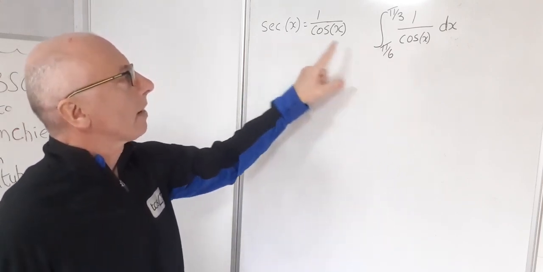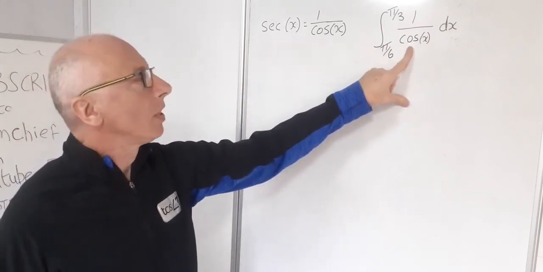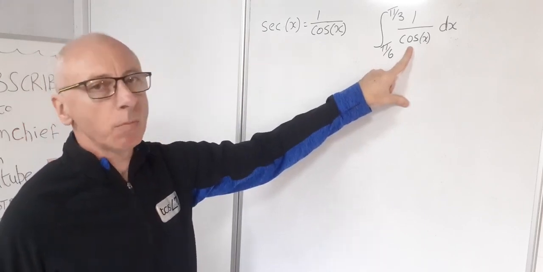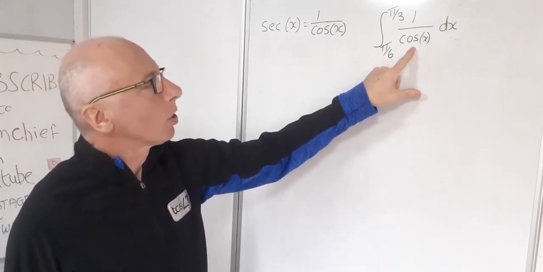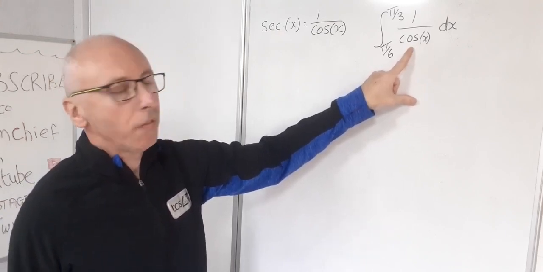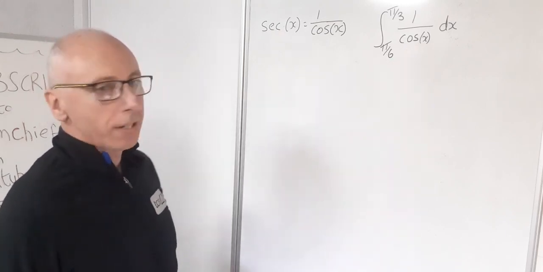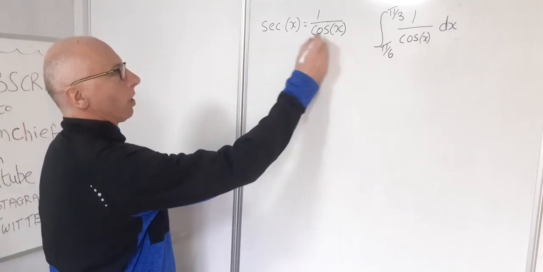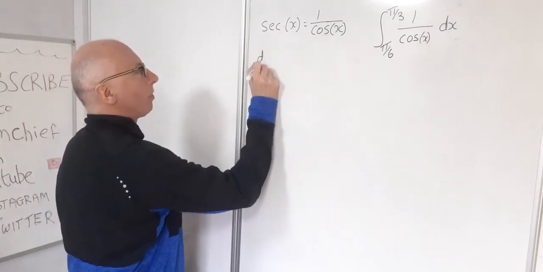So secant x. Why don't we take the derivative of secant x and see what we get? Because when we do a u sub, we're going to have to take the derivative of that u substitution. So let's see what happens. So let's take the derivative of 1 over cosine x.